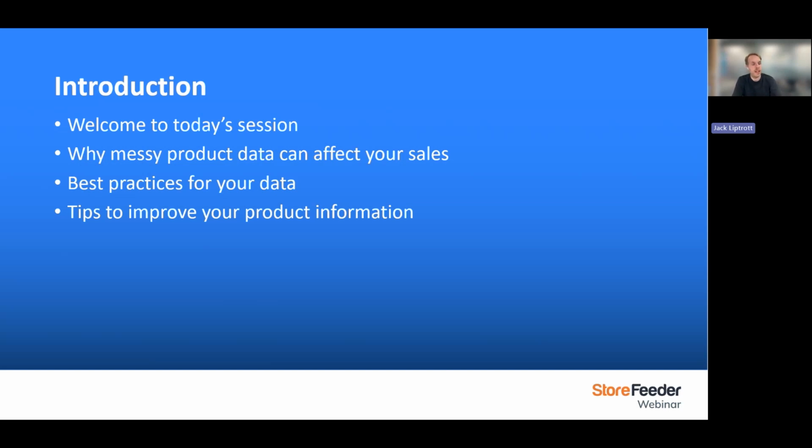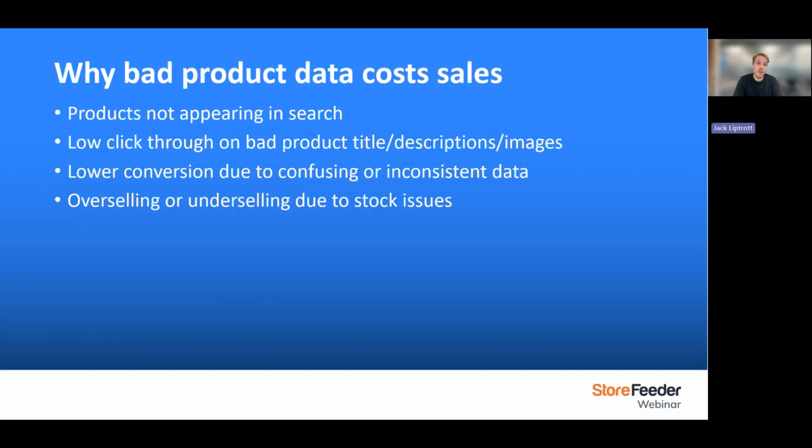I'll touch on this later on in the webinar as well, but eBay and Amazon, for example, can have quite different data requirements. So you want to make sure that your products are able to be used everywhere you're selling. But the good news is that they are pretty common problems and they're all fixable with the right structure and approach. So, why can bad product data cost sales?